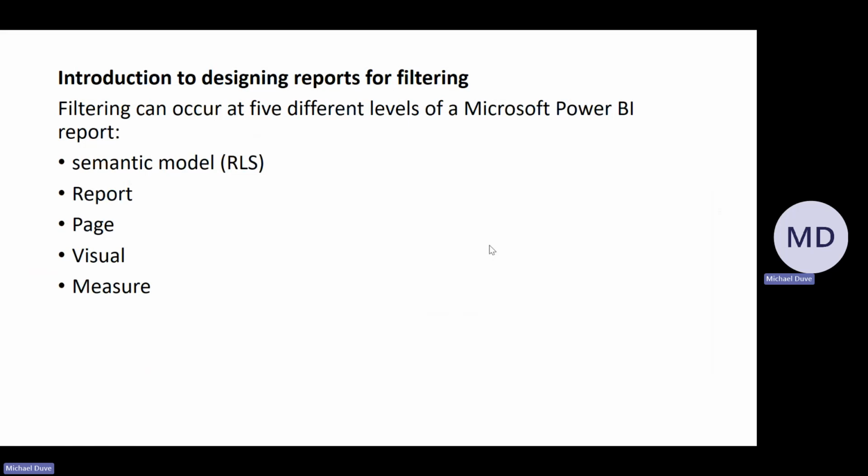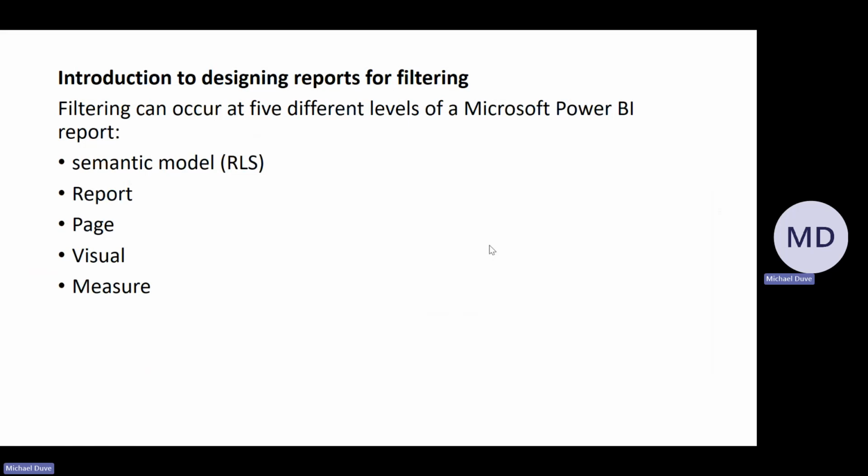Then you've got report, that is report level filtering. Report level filters apply to all visuals on a report. That is, these filters can be applied using slicers, filters, or cross highlighting, and they affect the entire report. So report level filters are useful for applying broad filters to the entire report, such as filtering by date range or region.